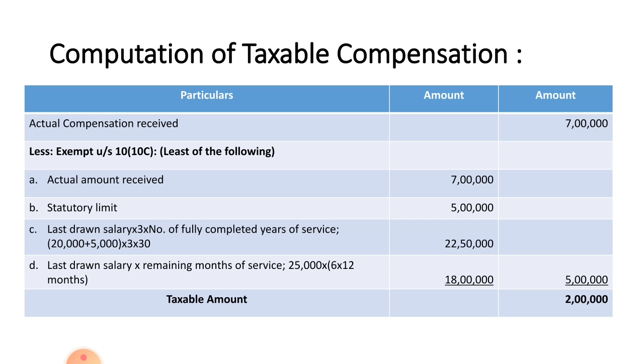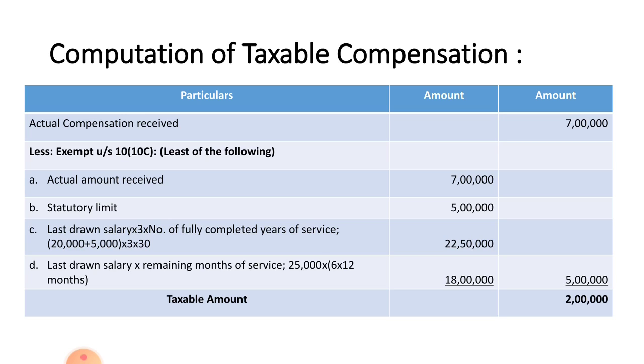Let us solve this problem. Computation of taxable compensation. 3 columns you have to draw, one particular and 2 amount columns. First you have to write actual compensation received, that is 7 lakh, in the second amount column. From that you have to deduct exempt under section 10 subsection 10C, the least of the following. 4 things are there. First one, actual amount received 7 lakh. Next one, statutory limit of 5 lakhs.